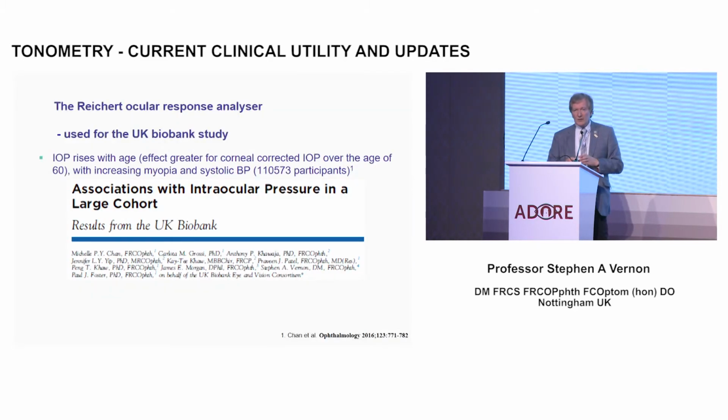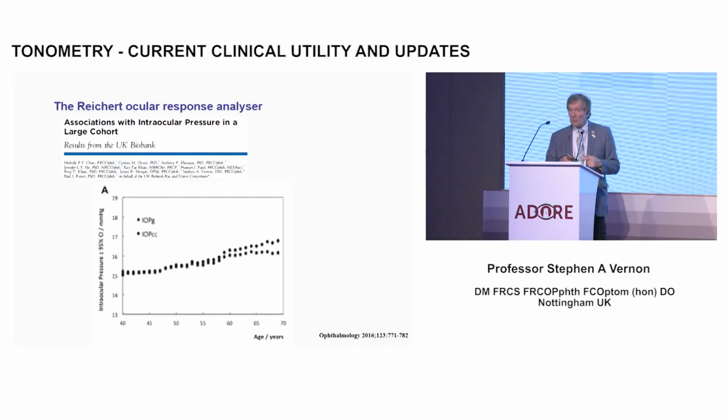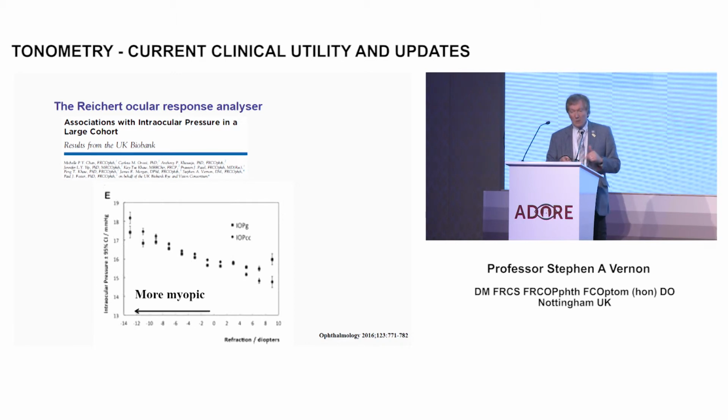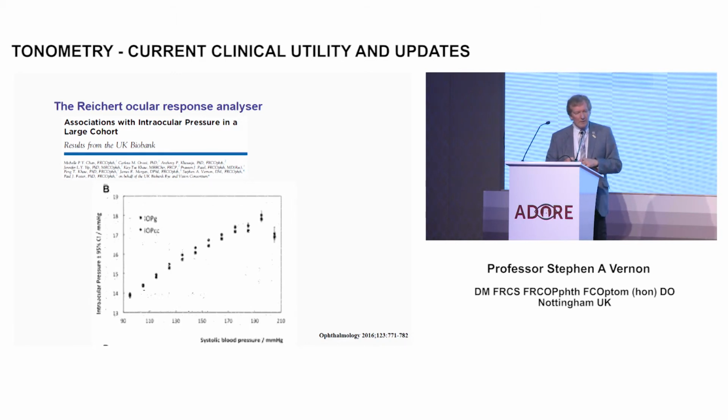Well, we actually used this instrument as part of the UK Biobank study, which has over 110,000 participants. And we were able to do large-scale big data associations of pressure. We found that pressure in normal people really does go up as you get older, and that the corrected pressure goes up more than the uncorrected pressure. The Reichert produces both. It produces a Goldmann pressure and a corneal corrected pressure. And this is because the corneas are getting stiffer as you get older. The more myopic you are, the higher the pressure. And the higher your systolic blood pressure, the higher the pressure you will measure. And this is big data, so it's really true.